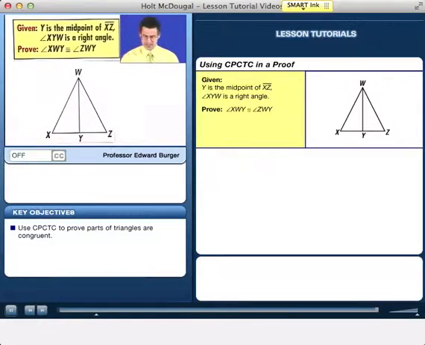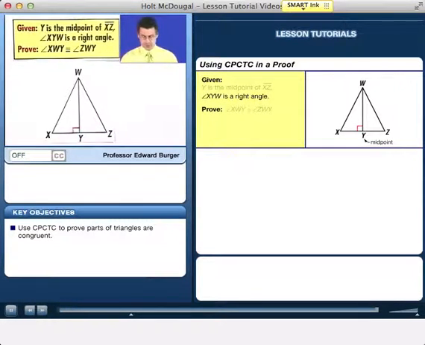Y, we're told, is the midpoint of the segment XZ. So that point is the midpoint. Okay, good, we'll remember that. And then we know that angle XYW is a right angle. So I'm going to mark that right here using a little right angle notation. And that's all we know.